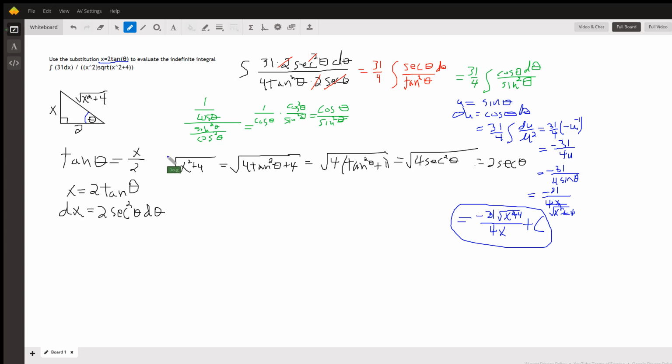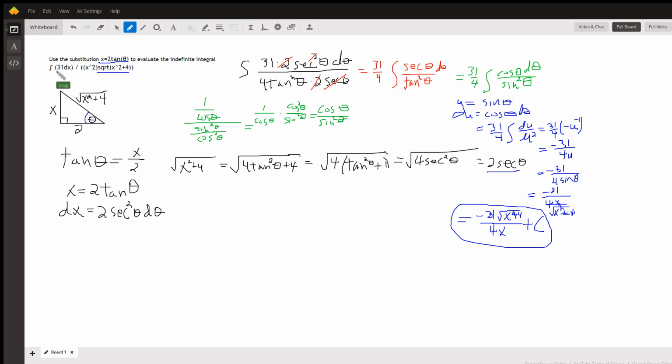And while we're at it, let's figure out what the square root of x squared plus 4 is in that denominator. x squared is 4 tangent squared theta plus 4. If we factor out the 4, tangent squared theta plus 1 is the same as the secant squared of theta. And now we can take the square root. That's the whole point of trig substitution, is to make that radical disappear. So let's see what happens if we substitute.